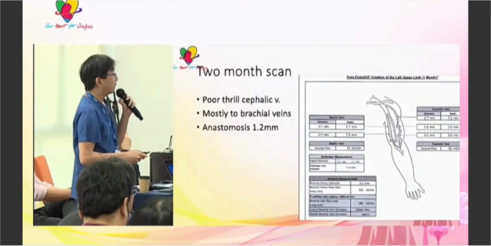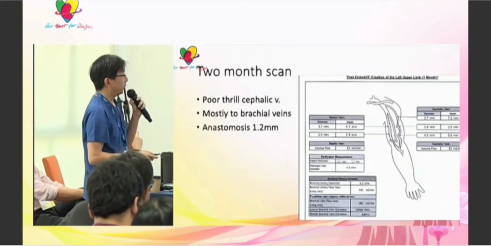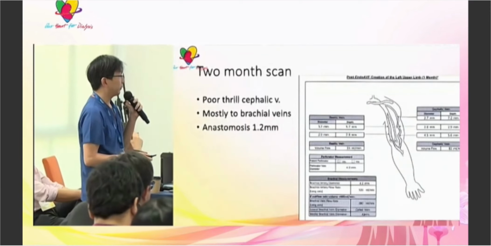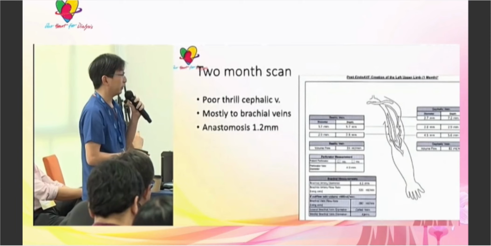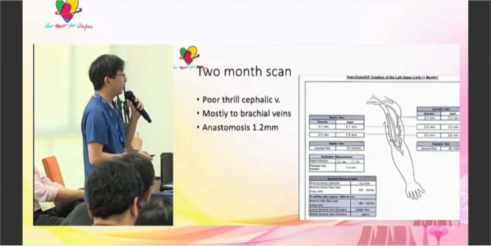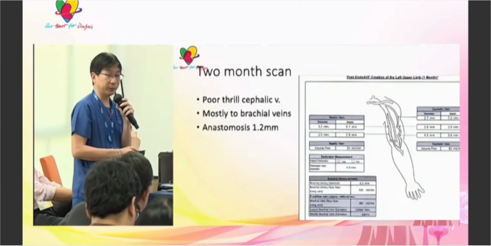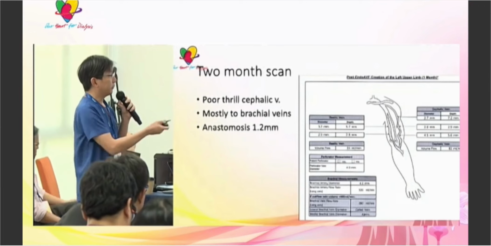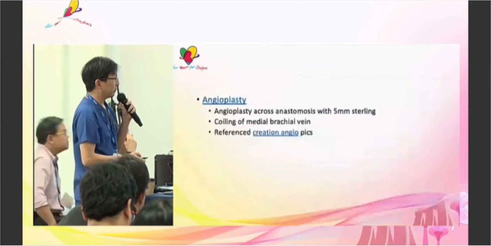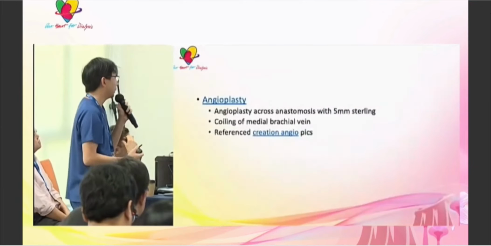At 2 months, we now noticed the cephalic vein had a poor thrill, and most of the thrill was going up the medial upper arm, the brachial veins. Anastomosis at bedside scan was only 1.2 mm now. And the volume flows were not great in the cephalic vein. So we decided to put her up for angioplasty.